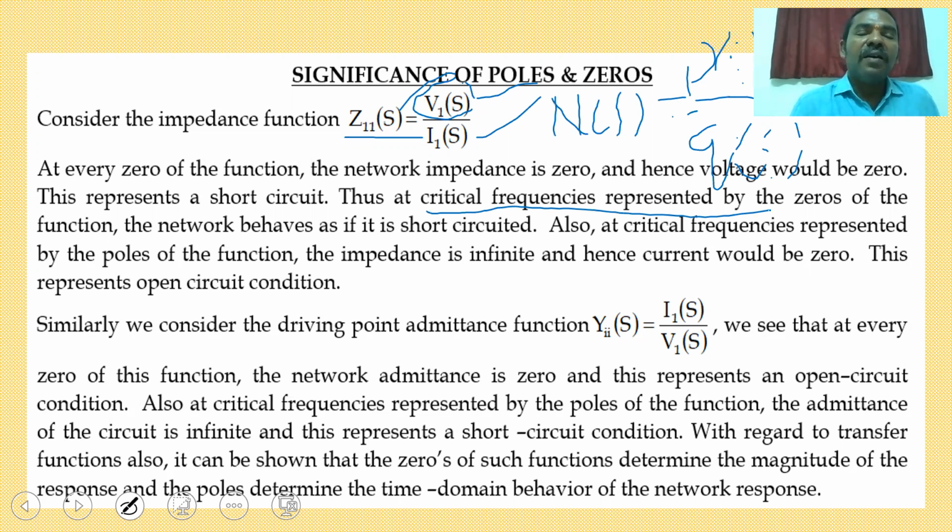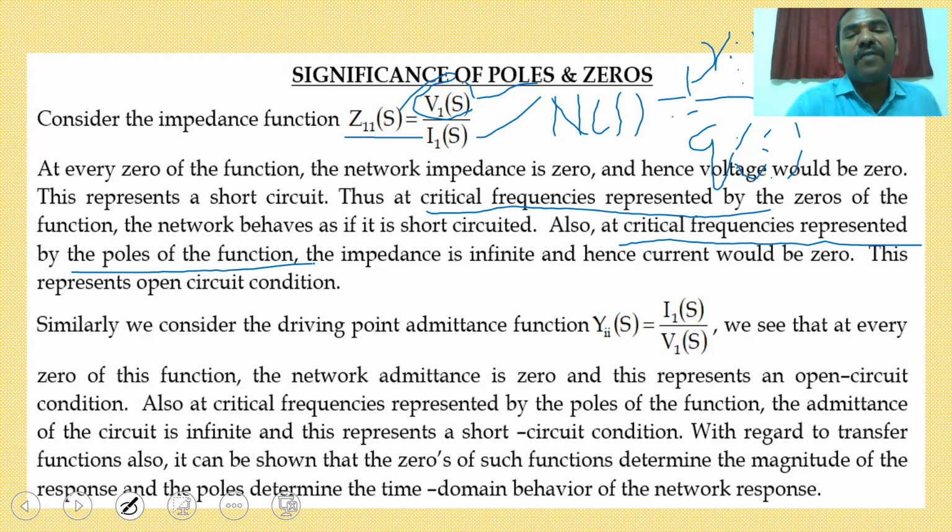Similarly, when the denominator is equal to 0, the driving point impedance Z11 will be infinity. Under that condition, Q of S is equal to 0. You get the critical frequencies, which are represented as poles of the function. Current is 0 means open circuited, and you are calculating those values; those are the poles of the function. When the numerator is 0, the voltage is short circuited, and the frequencies you calculate are the zeros of the function.